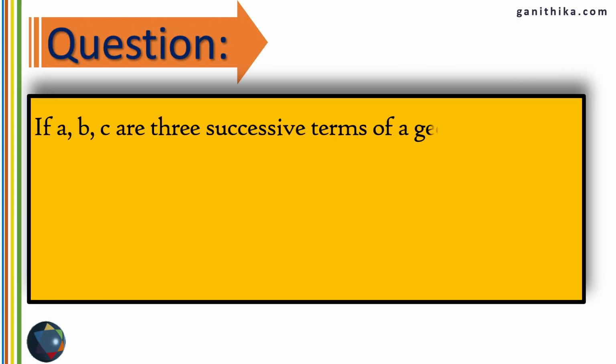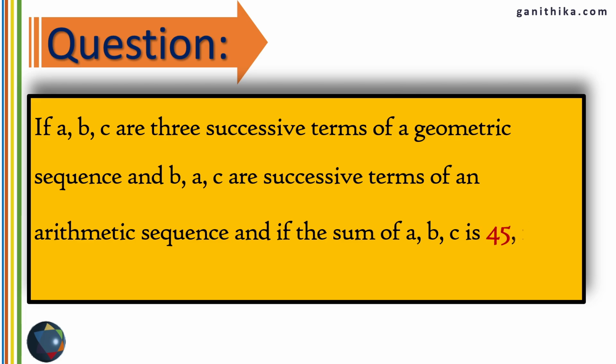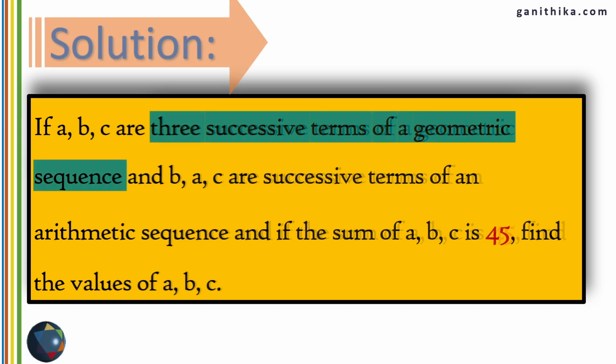The question is, if A, B, C are three successive terms of a geometric sequence, and B, A, C, the order is changed, are successive terms of an arithmetic sequence, and if A plus B plus C is 45, you are supposed to find the values of A, B and C. So let's go into the solution now.